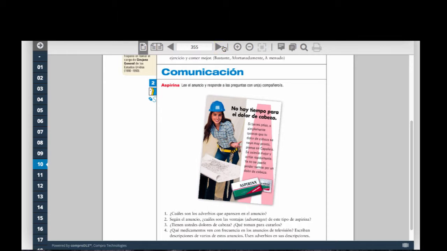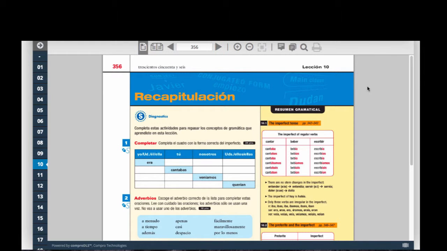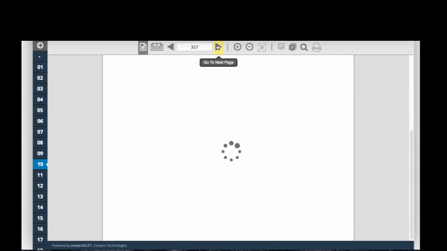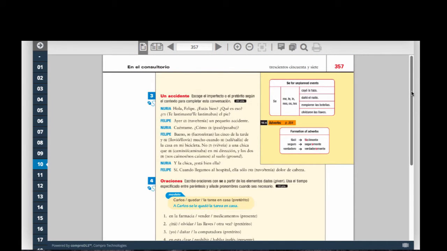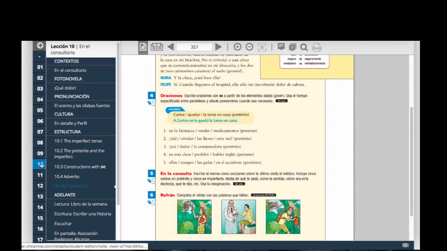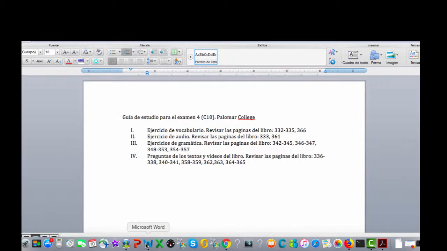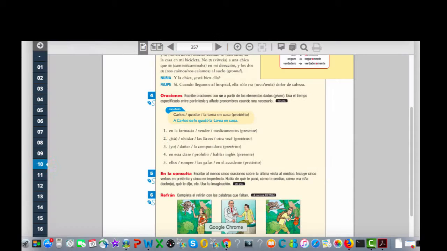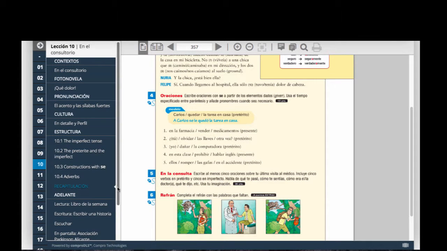This is a good one too. And then this is the recapitulación, in which you do a little revision. And if we go back to the questions here, at the end, like always, you would have the questions on the videos and text of the chapter.